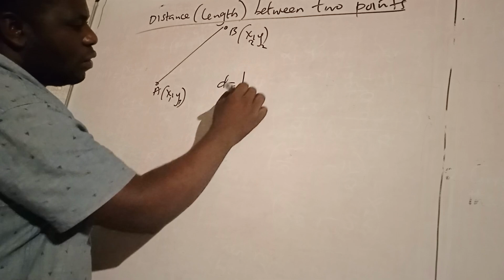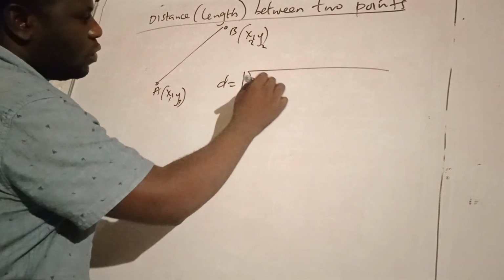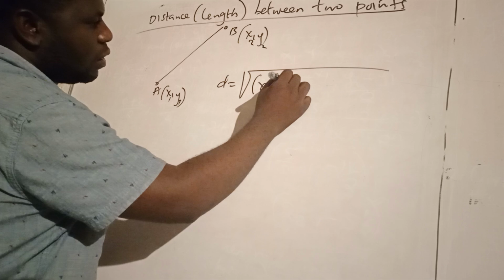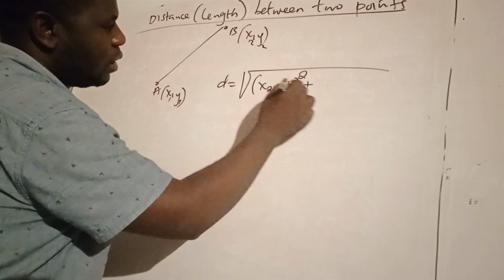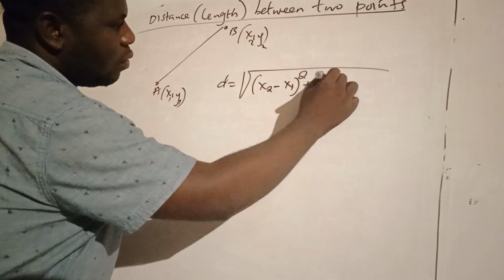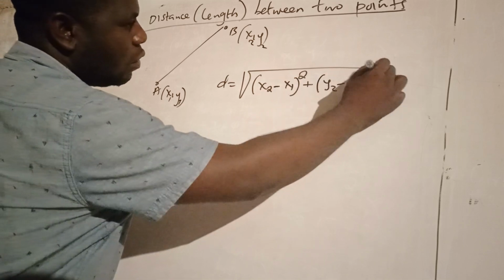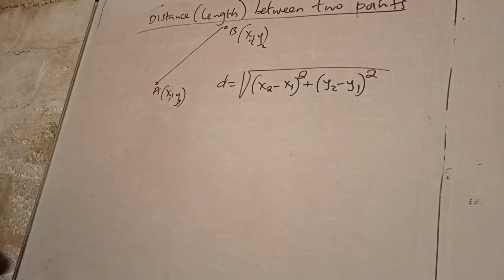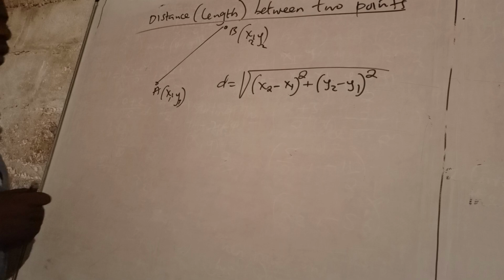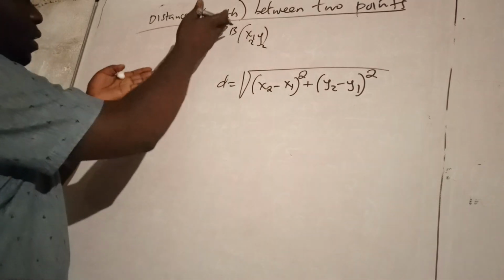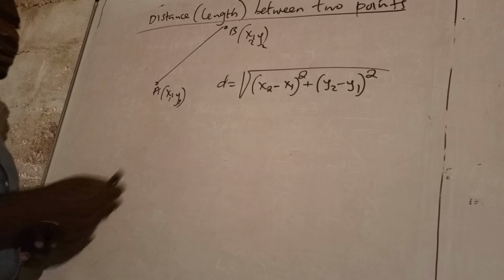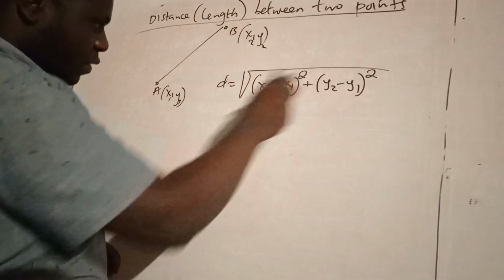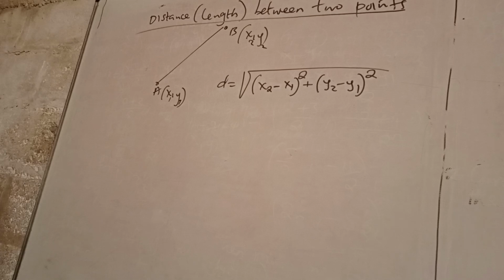So the distance, the length between 2 points, can be calculated by using the formula. Distance is equal to the square root of (x2 minus x1) squared, plus again (y2 minus y1) squared. So that's the formula for finding the length or the distance between 2 points. So for example, when they say find the distance between point A and point B, the length between the 2 points means we need to use the formula. The distance is equal to this formula.